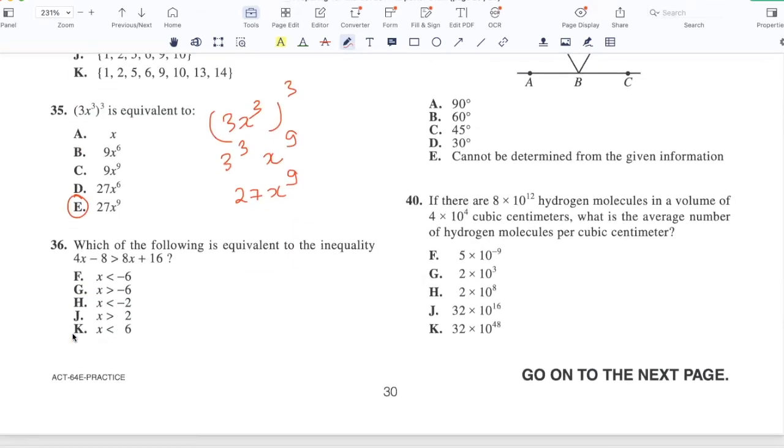Which of the following is equivalent to this inequality? 4x minus 8 is greater than 8x plus 16. So minus 4x is greater than 24. So if I divide the inequality by negative 4, I'll get x and negative 6 here, but the sign will change because I've divided it by a negative number. So x would be less than negative 6, option F.